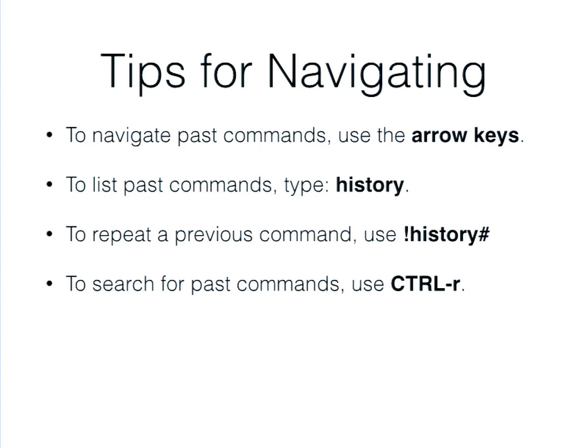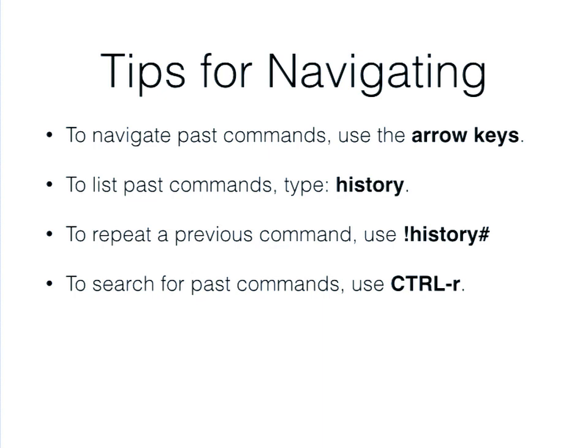So some quick tips for navigating at the command line. This is moving around your environment. Arrow keys up and down allow you to navigate through your history of commands. Typing the word history and pressing enter, and I should clarify, this is at a bash or one of the other variants. This is not necessarily in Windows.